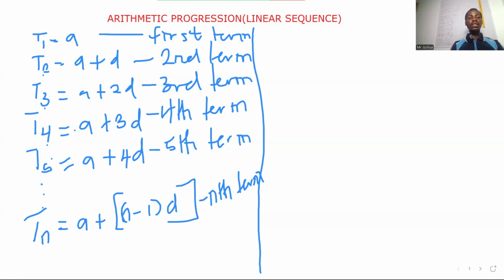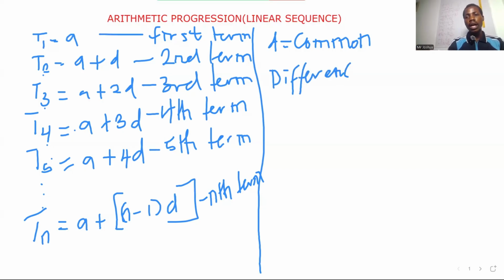So these are the basic fundamentals that you need to solve any question on arithmetic progression. You have to know that your T1 is the same thing as your A. So our A is our first term. Our D is what we refer to as our common difference.